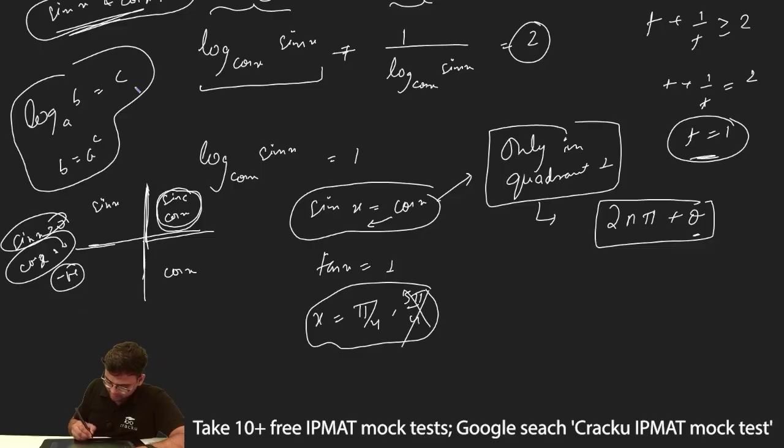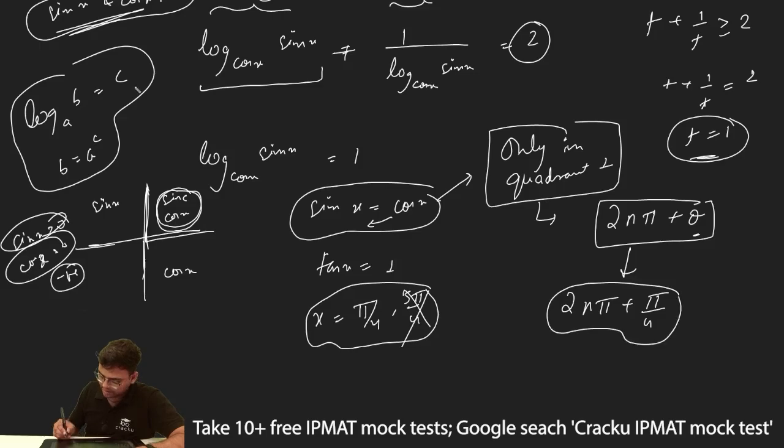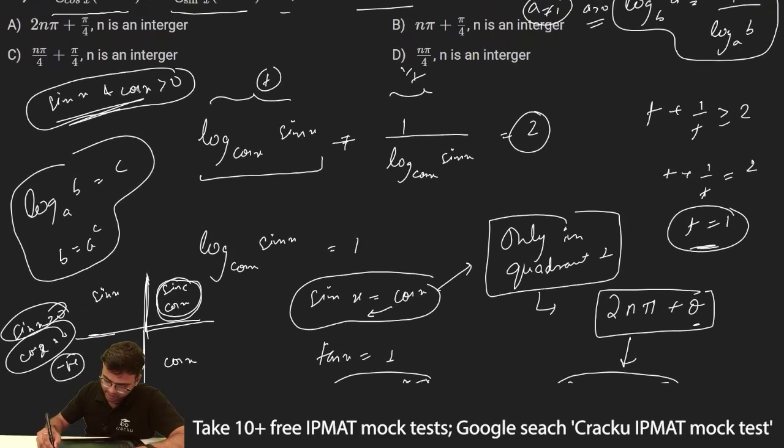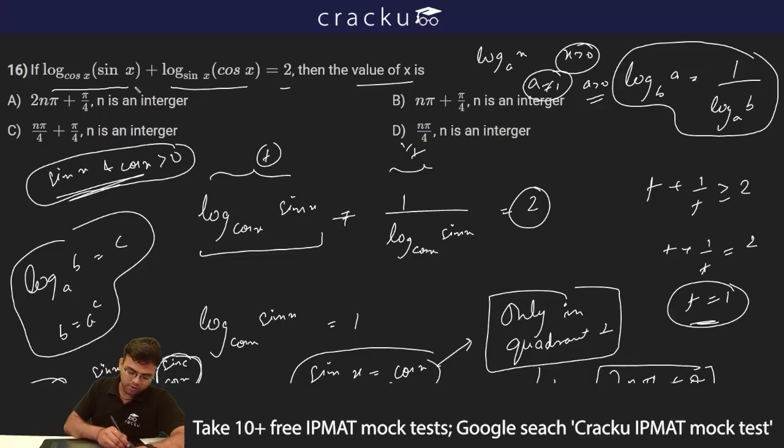Thus 5 pi by 4 will not be possible, because then sin x and cos x will be negative values. Therefore, x is pi by 4. So the answer to this question will be 2n pi plus pi by 4. At all these values, the logarithm will be defined and it will be equal to 2. Log of this plus this will be equal to 2 and it will be defined as well. So the answer will be 2n pi plus pi by 4, and therefore option A will be the correct answer.